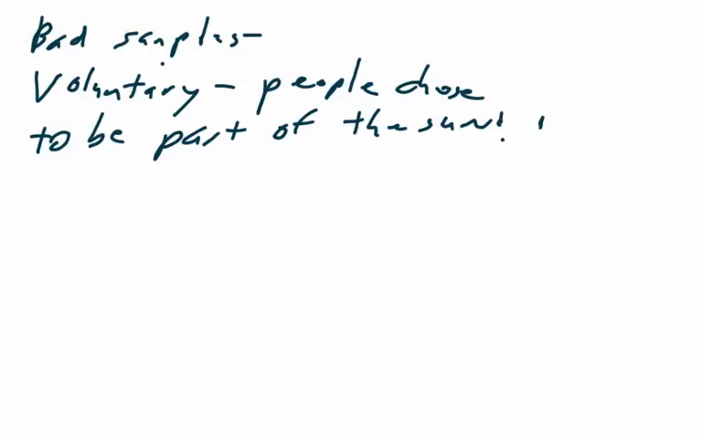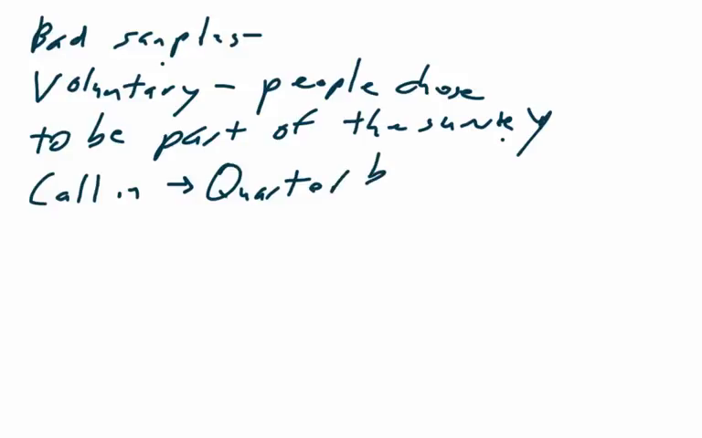So, what does that mean? Anytime you see one of these call-in numbers where you want to say what's wrong with the Bears this year, you call in and you say the quarterback. And someone else calls in and says the coach. And you call in and you give your answer. That's voluntary. This is bad because all we're getting is the people who want to express their opinion.